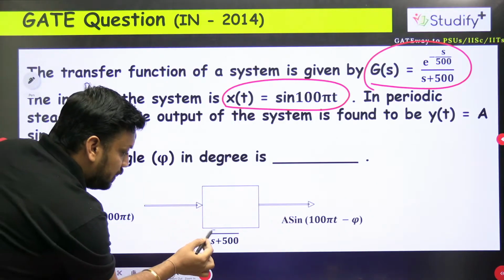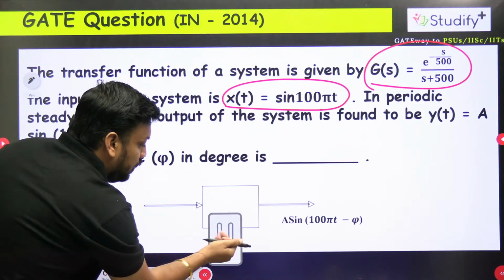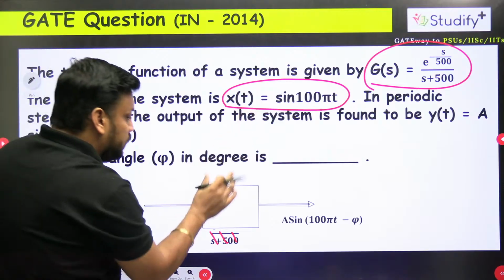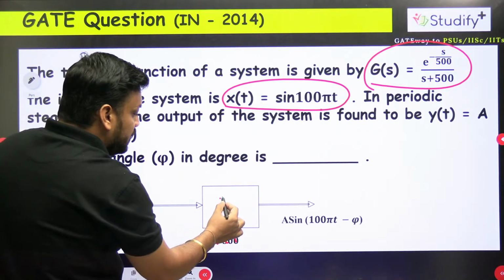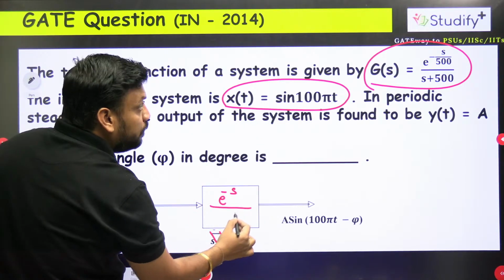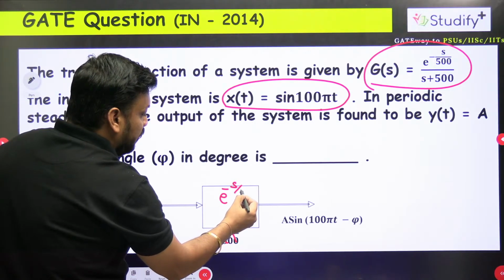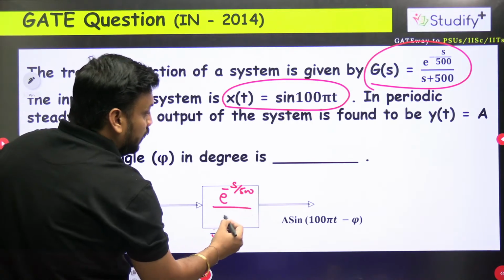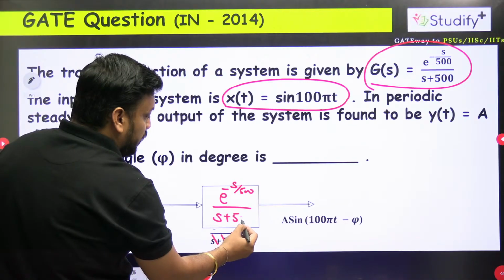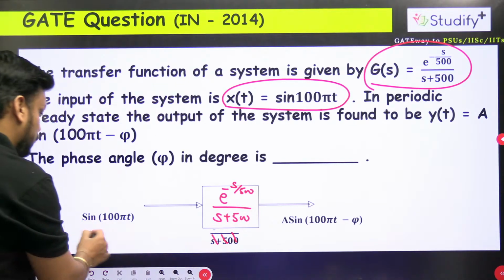So here actually some part is missing. I will write here properly. So just ignore this part. The transfer function I am just keeping in the box. So it is e to the power minus s times 500 upon s plus 500. This is our transfer function. This is our input and this is our output.